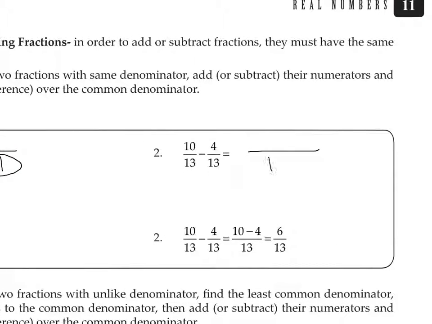So my denominator is 13. All three of these have to be the same. And then I just subtract 10 minus 4 is 6. Of course, the last step is always to make sure they're reduced. But 6 and 13 don't have any common factors. So this is reduced already.